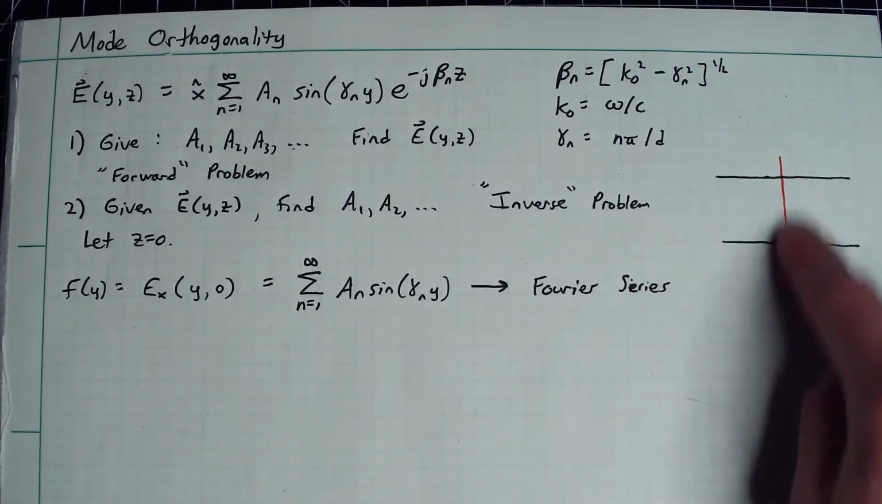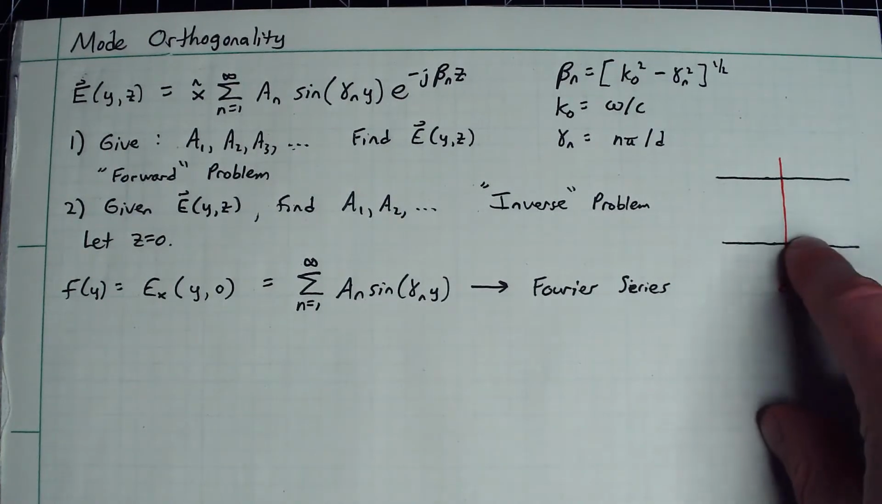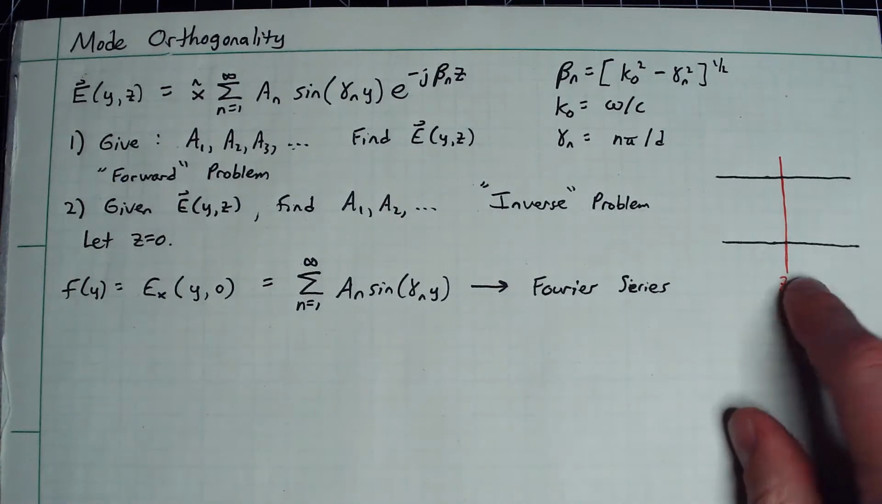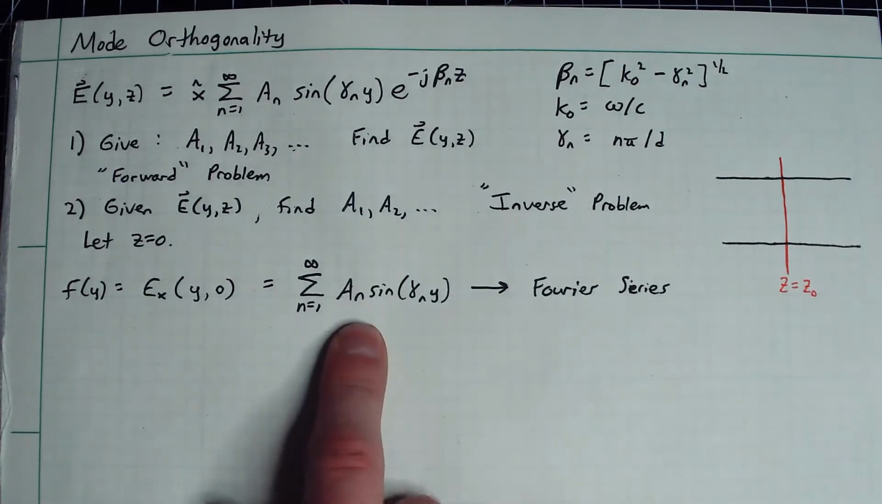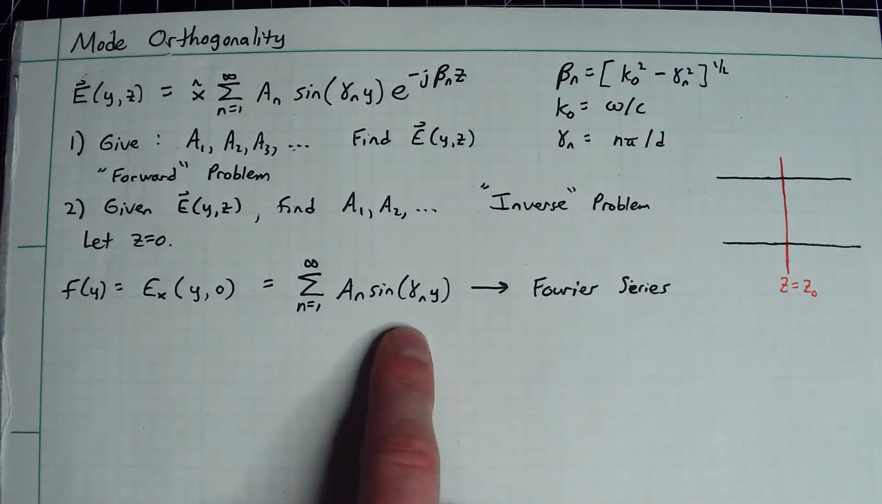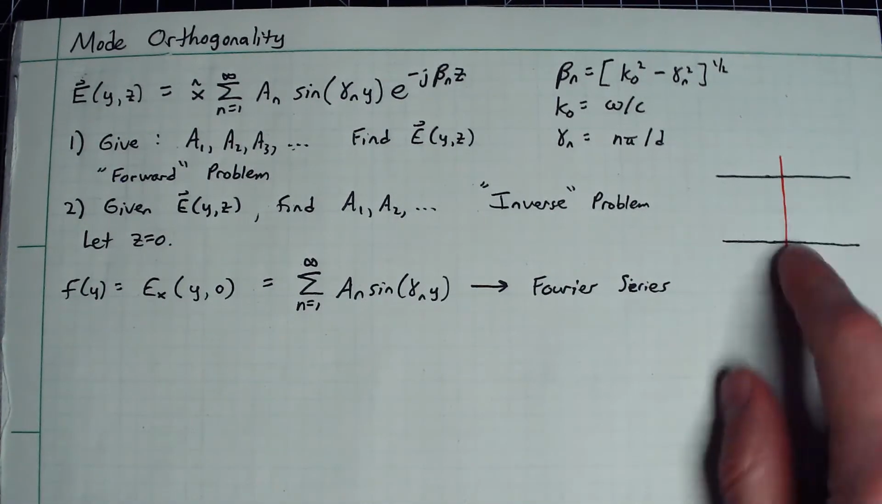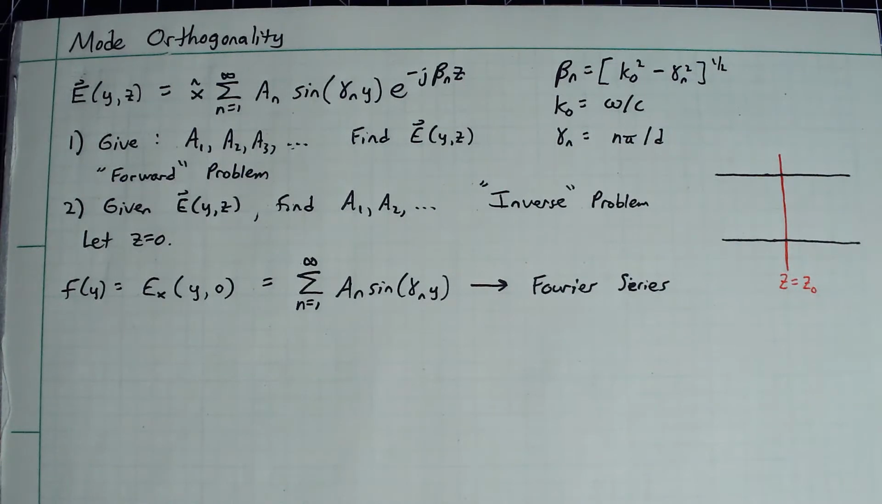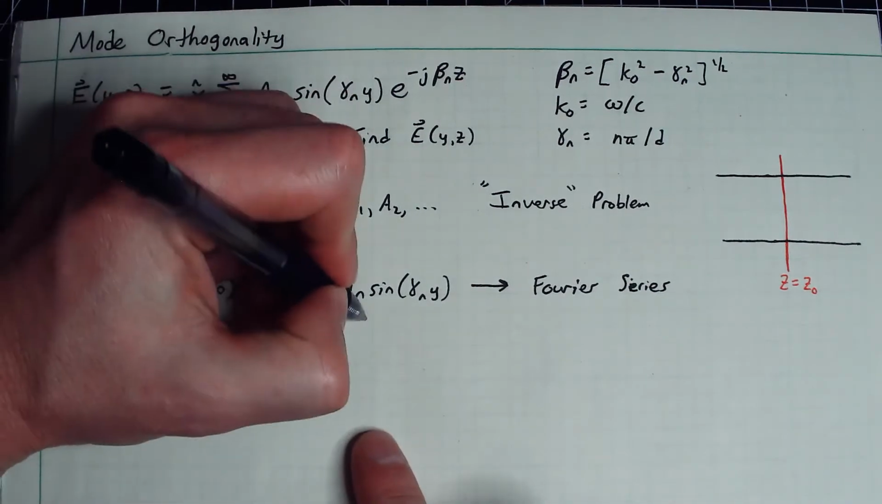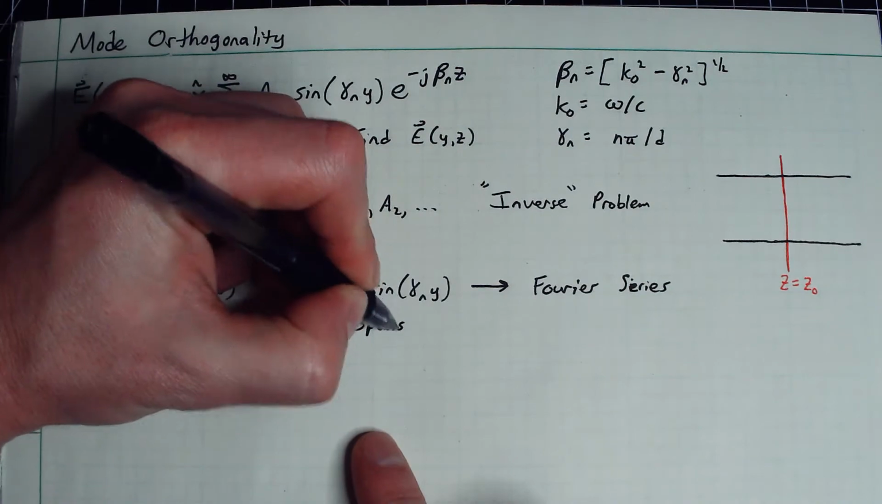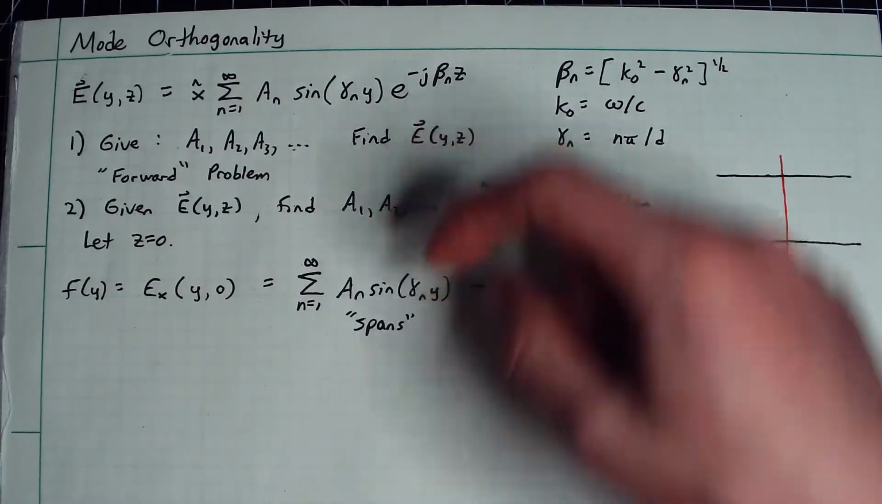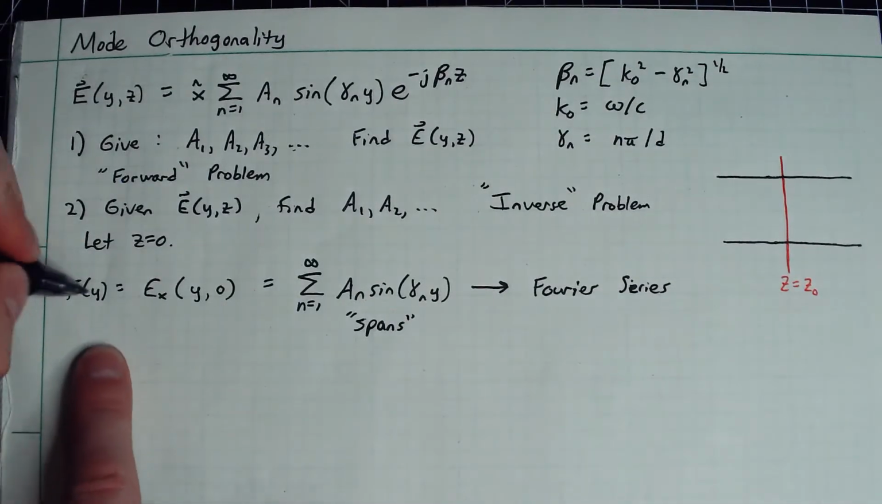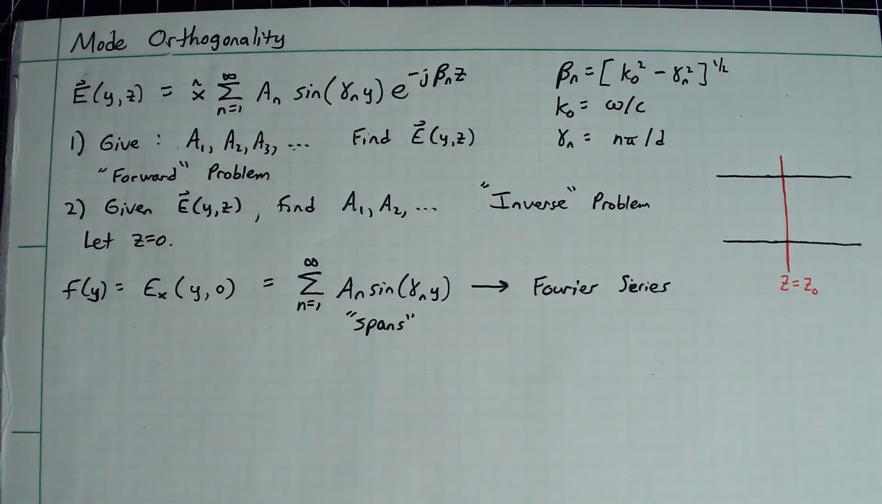So literally any function I place into this, if it's continuous, and probably even some discontinuous ones, I can create a Fourier series that goes with it. There's a unique Fourier series that will create that function. So you'd say it spans, which is a fancy word in linear algebra. This little series here spans all continuous functions along y.